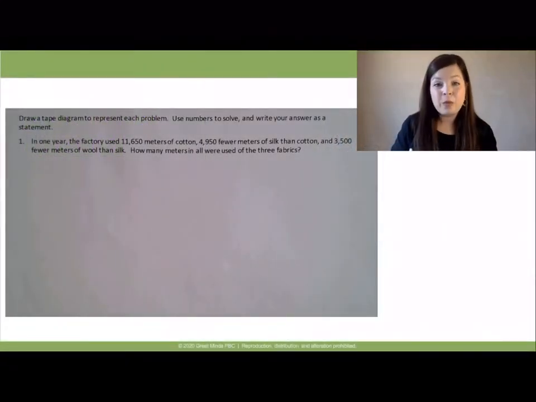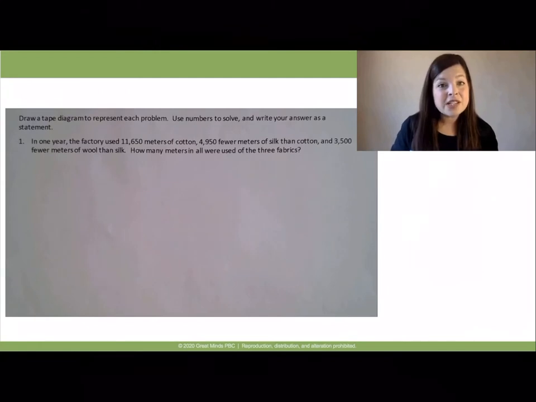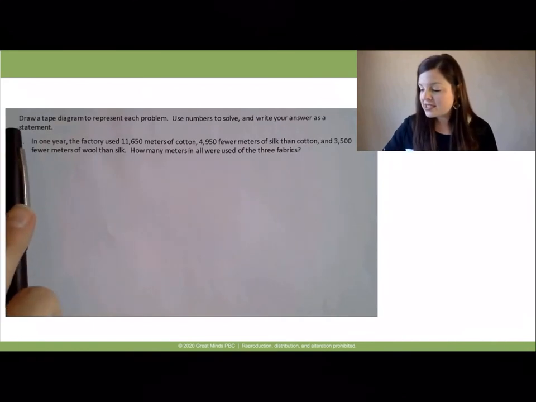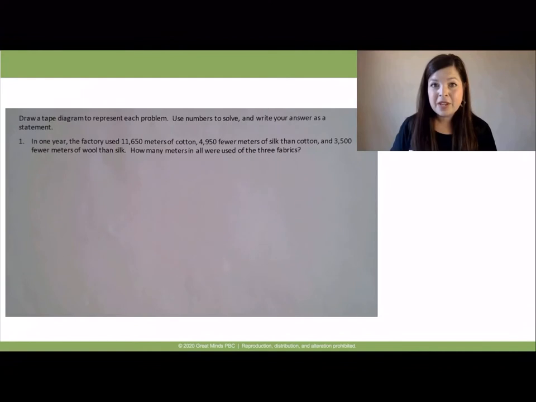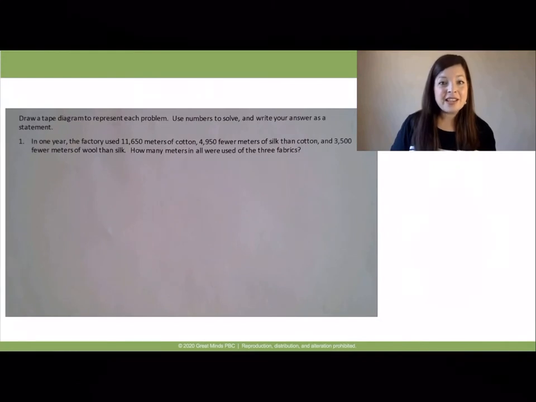Throughout our lesson today, we'll be using the problem set, so make sure you have that in front of you. And we'll also be using the RDW process, read, draw, write, to help us make sense of the problems. Our directions tell us to draw a tape diagram to represent each problem, use numbers to solve, and write your answer as a statement. So basically, our directions are telling us to use the RDW process.